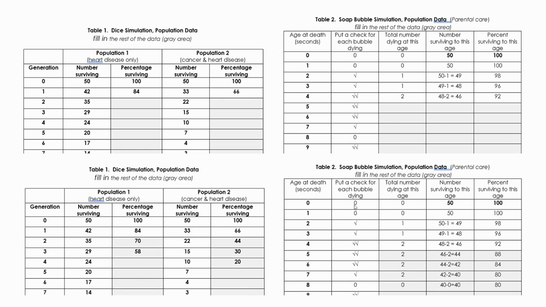For the soap bubble data, you're going to simply count the check marks. So 2 check marks, you put a 2 in here, and then you just take the number from above, deduct the 2 that just died at this generation, and you put the number over here. And when nobody dies, the number just doesn't change. And then here, just like with the heart disease and the dice data, you just double the numbers, and that's how you get your numbers. And let's talk about how we graph these.